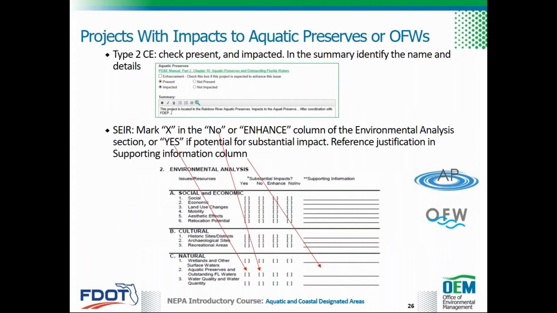In the summary, identify the name of the applicable water body and include details such as water quality impacts, retention, and right-of-way needs. For a SEER project with impacts to aquatic preserves or OFWs, mark the No or Enhance column of the environmental analysis section, or Yes if there is potential for substantial impact. Reference jurisdiction for the determination in the supporting information column, and remember to include correspondence in the project file.